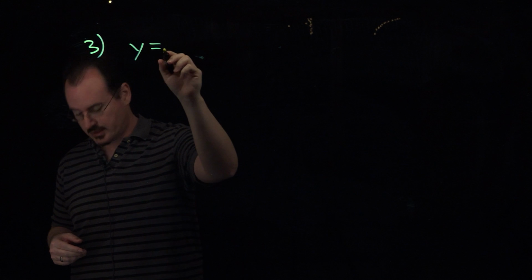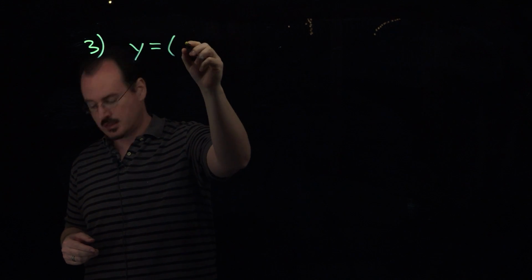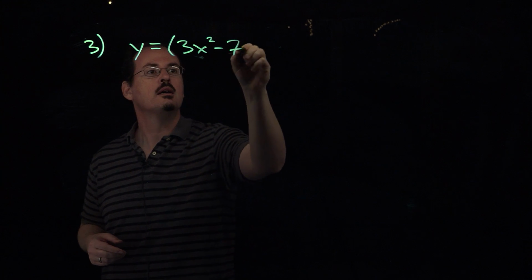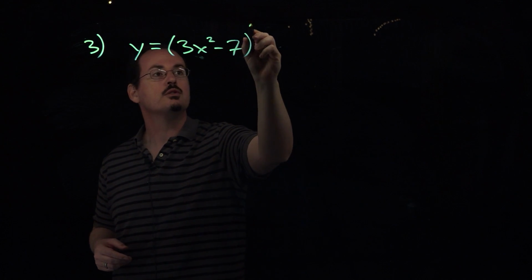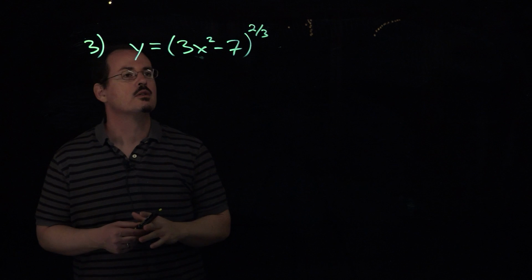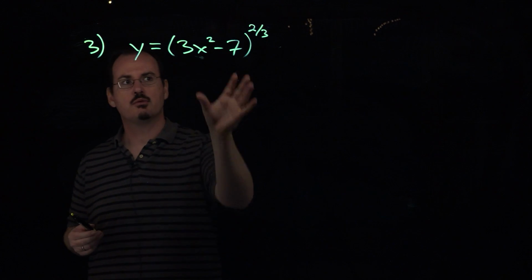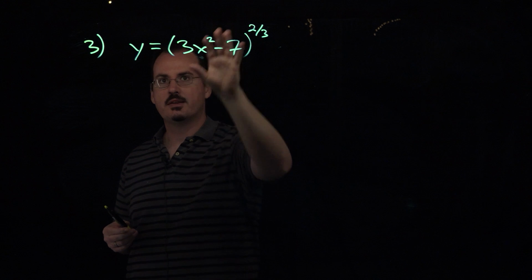In section 4.3, example 3, this one says to write the given function as a composition of two other functions. The function they're giving us is (3x squared minus 7) raised to the power of 2/3. The idea here is that we're going to try to find two other functions that, when we compose them together, we get that one.